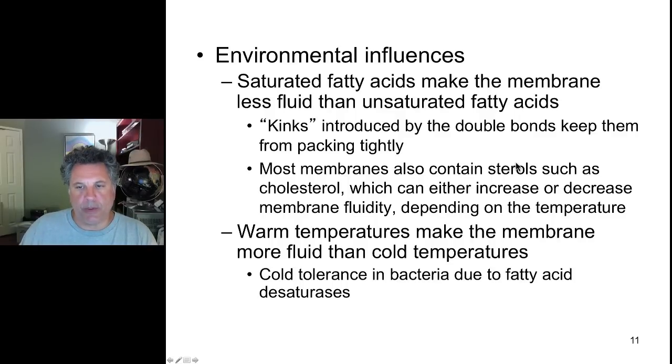So cholesterol, which is a steroid alcohol, as we've pointed out before, can increase or decrease membrane fluidity depending on the temperature. At high temperatures, cholesterol embedded in the regular phospholipid bilayer tends to make the membrane less fluid. At high temperatures, it interacts with the hydrophobic fatty acid tails on the phospholipids.